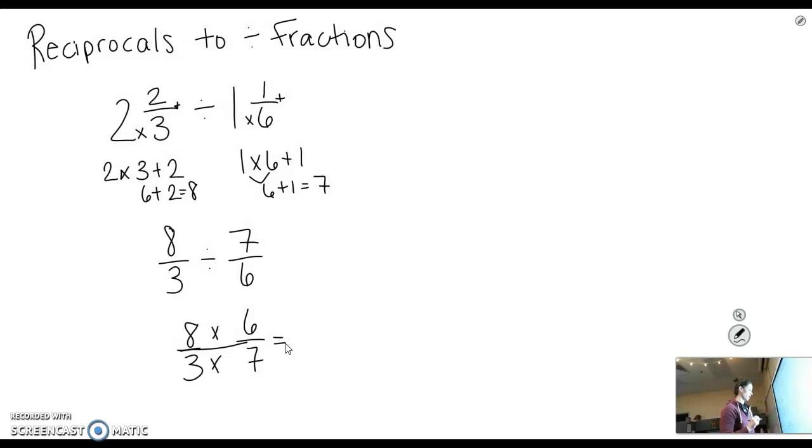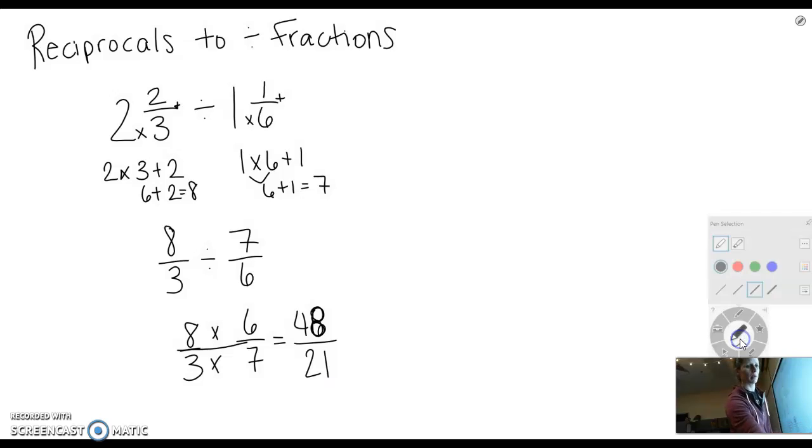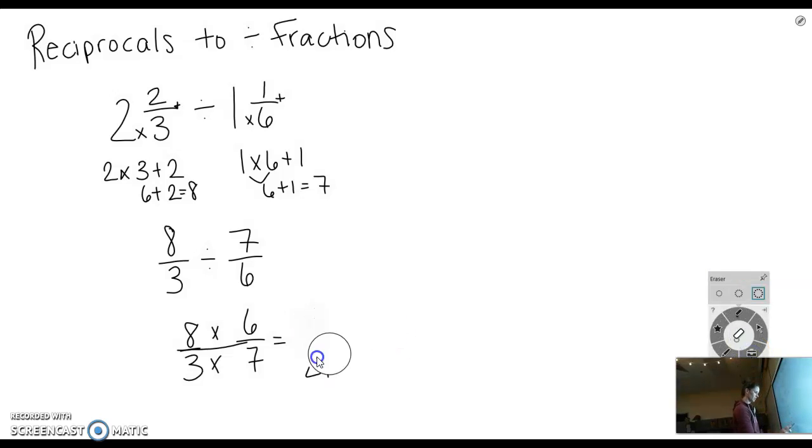And then we have 8 times 6, which is what? 8 times 5 is 40, 46. I'm sorry, 48. And then over 21. So if you realize that this is an improper fraction, you are correct. Oh man. You know what? I got to back up, because I forgot to simplify.